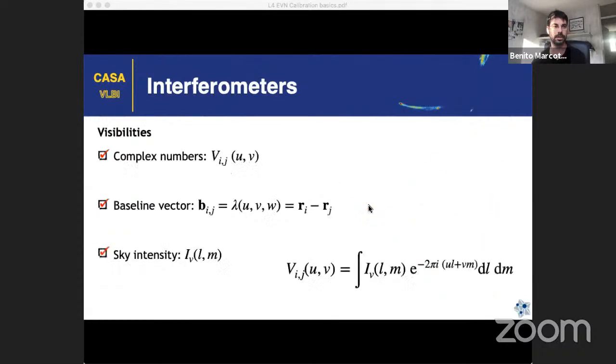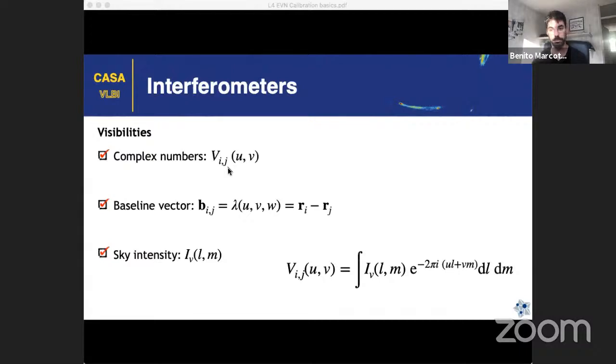So from the signal that you receive from the telescopes, basically you store the visibilities, which are complex numbers per baseline, antennas I and J, and you have the information about the phase and the amplitude there.